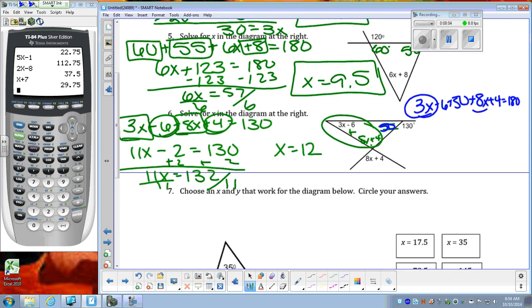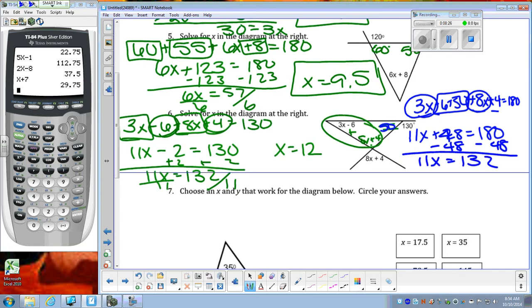Combine my like terms. 11x plus 28 has to equal 180. That's 50, not 30, sorry. So plus 48 has to equal 180. Subtract the 48. And again, I get x is 12. So I can do this problem either way because I have a number for my exterior angle.